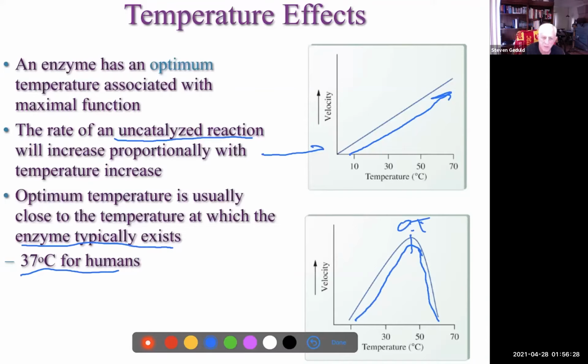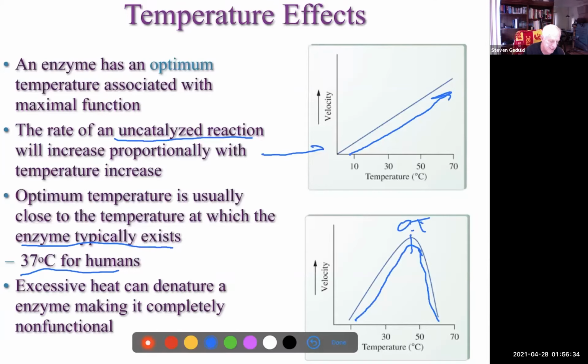The optimal temperature for most enzymes is 37 degrees for most humans. Excessive heat can denature protein, making it completely non-functional. At 70 degrees, your enzyme is non-functional. At 70 degrees, if it's an uncatalyzed reaction, it keeps on going. It keeps on trucking. But enzymes have an optimal pH, they have an optimal temperature range at which they're going to function.